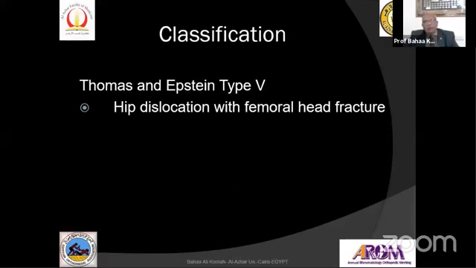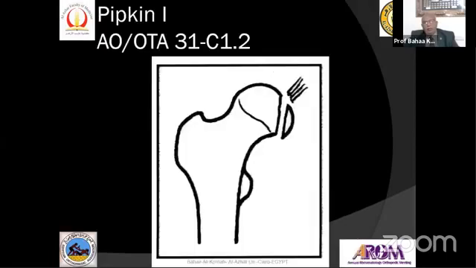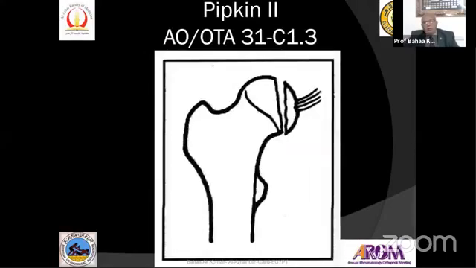In this classification, Thompson and Epstein type 5, which is a hip dislocation with femoral head fracture, has been added. Also the AO classification is nearly the same. This is Pipkin type 1 and AO type 2.